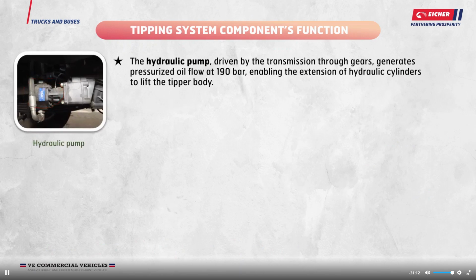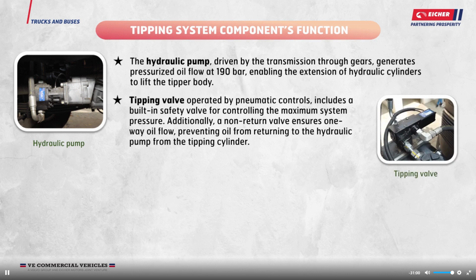The hydraulic pump, driven by the transmission through gears, generates pressurized oil flow at 190 bars, enabling the extension of hydraulic cylinders to lift the tipper body. Tipping valve operated by pneumatic controls includes a built-in safety valve for controlling the maximum system pressure. Additionally, a non-return valve ensures one-way oil flow, preventing oil from returning to the hydraulic pump from the tipping cylinder.